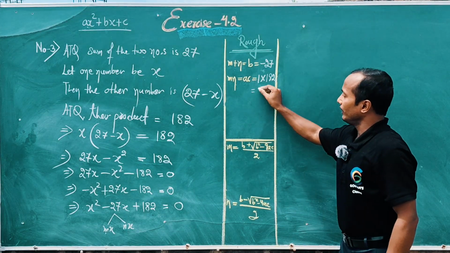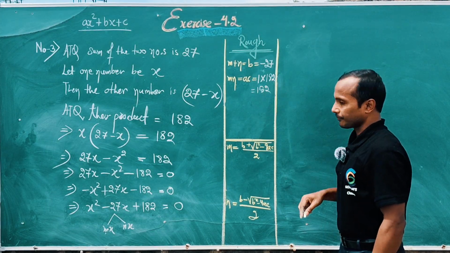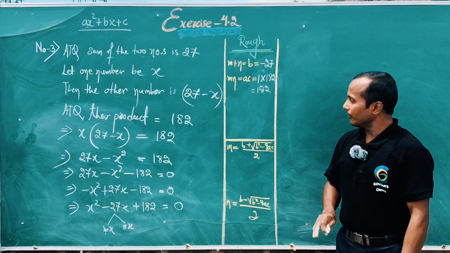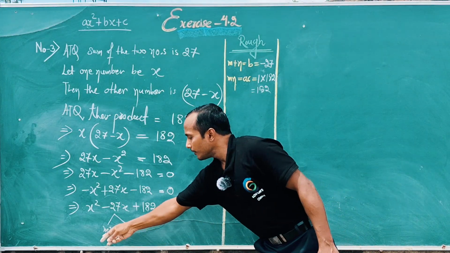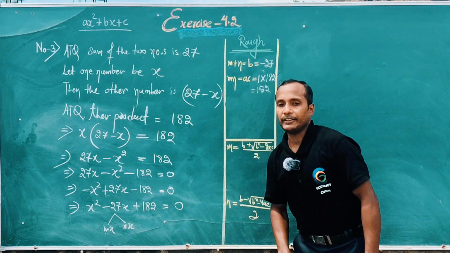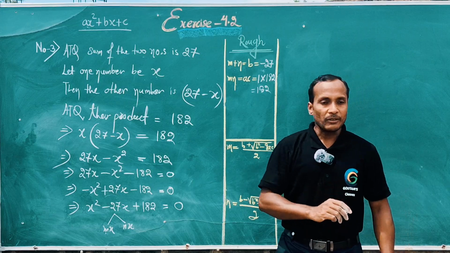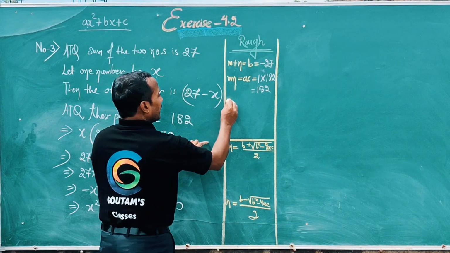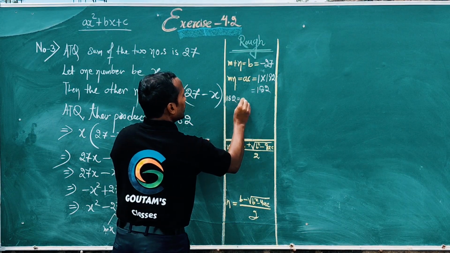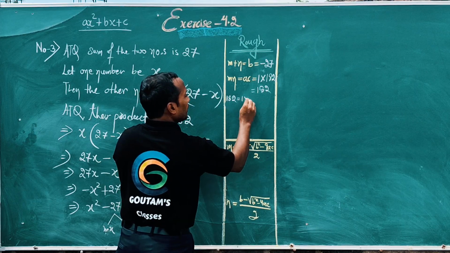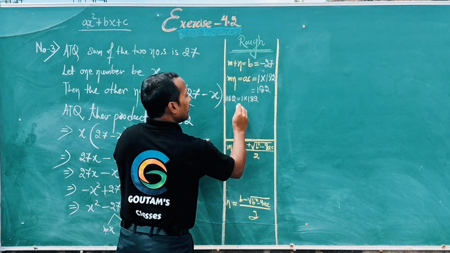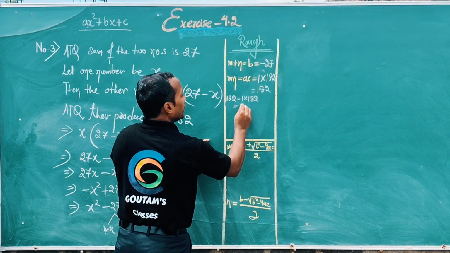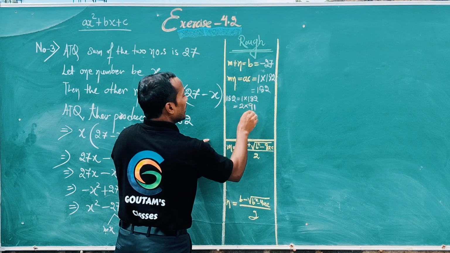So we have 1 into 182 is 182. Correct. Let us now work out to find out m and n. For that, we shall start writing 182 as a product of two numbers in as many ways as possible. I can write 1 into 182. I can write 182 as 2 into 91.